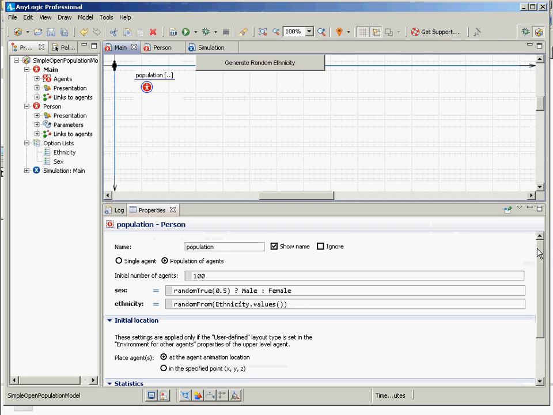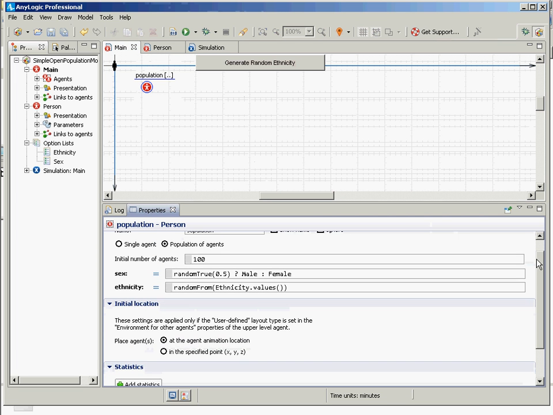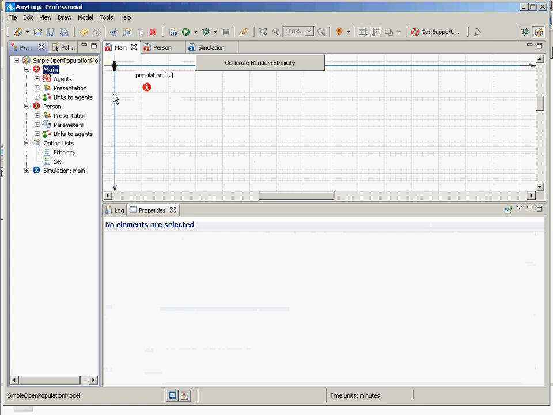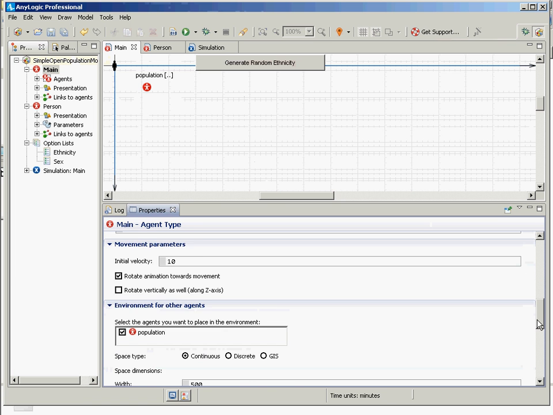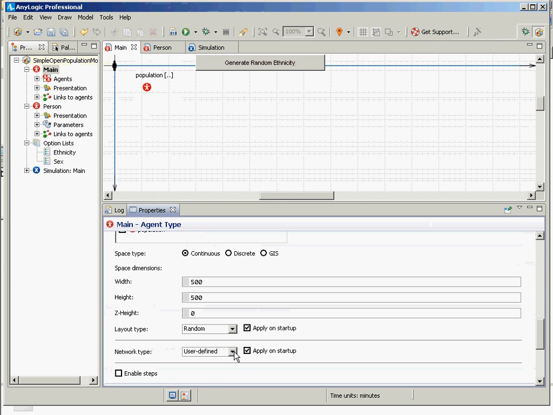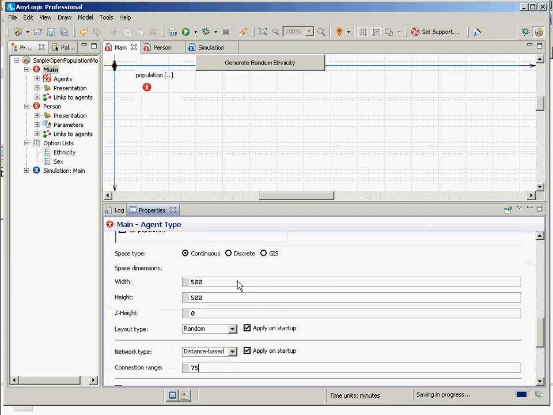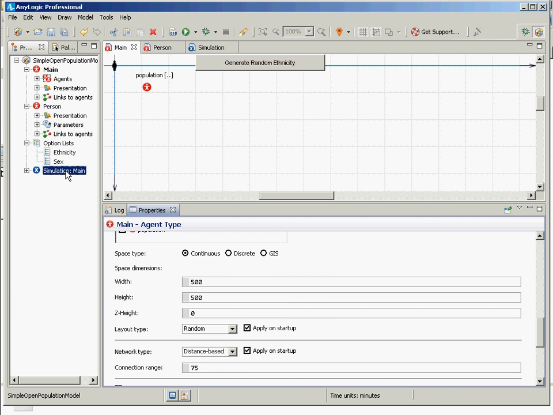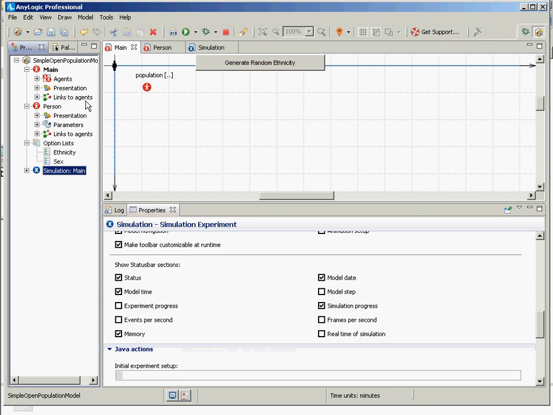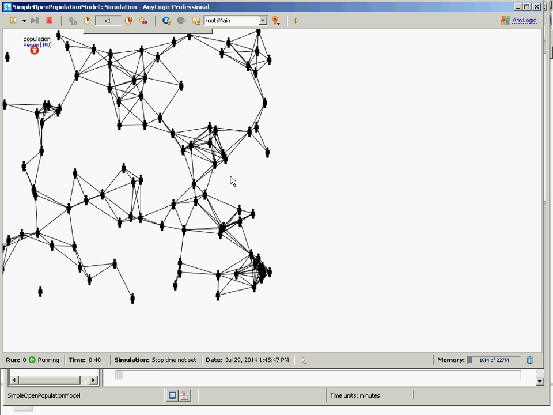Main, network type. That's right. So you have to go to main, and then network type down here. And we set the network type to be what? Distance-based with a connection range of 75. Okay? Great. We're cooking with gas here. Excellent. There we go. Here we have them connected in a network. So that's a good start.